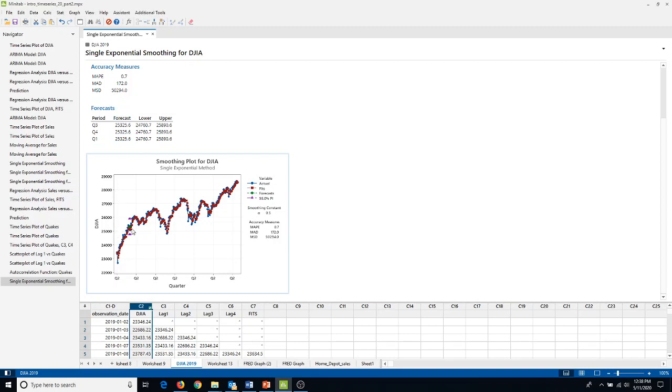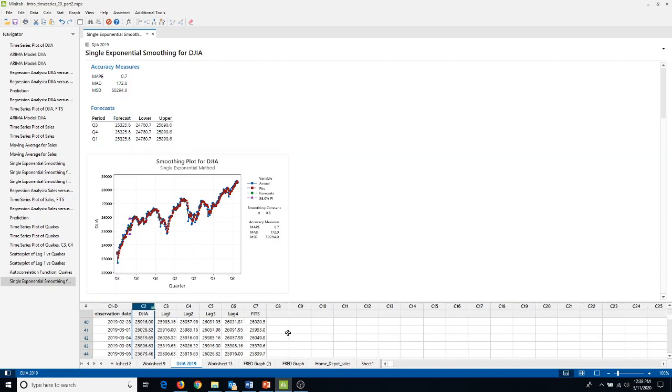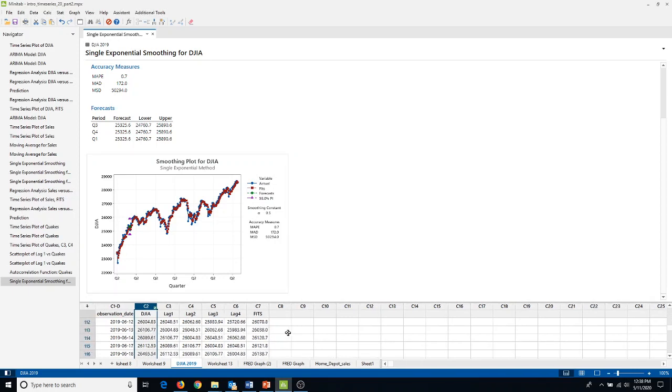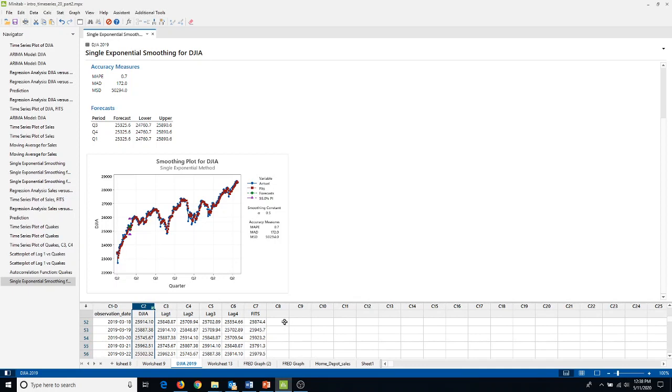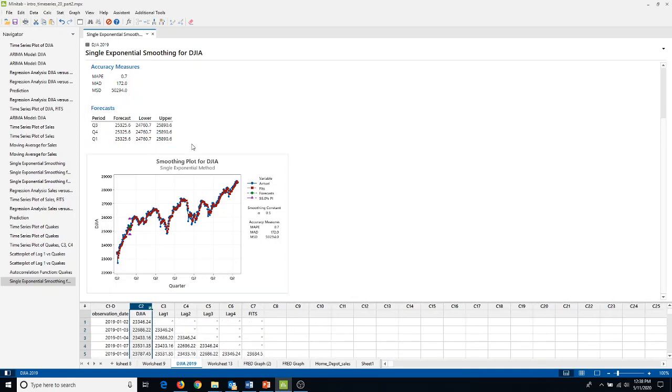So 23,225. I guess I didn't quite set it up right for the correct quarter. I had more quarters than I expected. I guess I had, oh my, 252 quarters. And so those would be my forecasts and can help me predict.